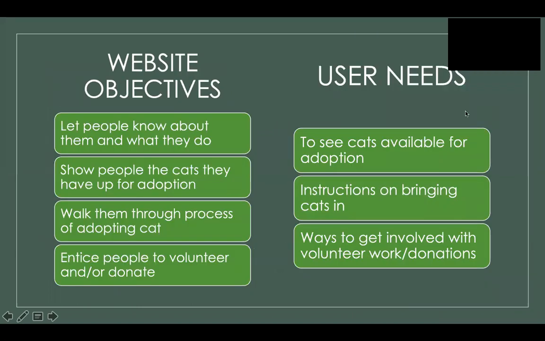These are what I originally identified as the objectives of the website, which is basically informational. The website just needs to let people know what to do if they find a stray cat, when they can come in and look at cats, and how to adopt them. They also have to focus on getting people to volunteer and donate. And then the user needs are, again, just informationally seeing what cats are available for adoption and what to do if they have a cat, or ways to get involved.